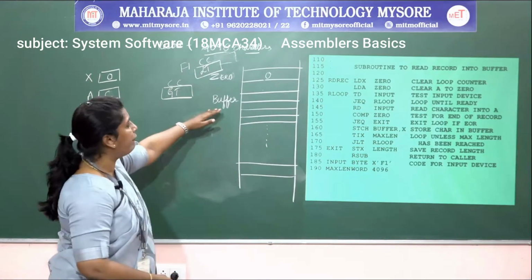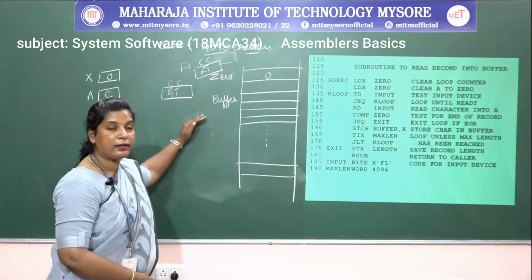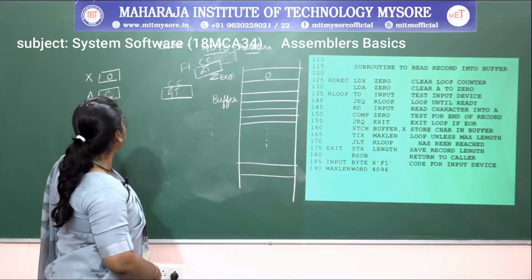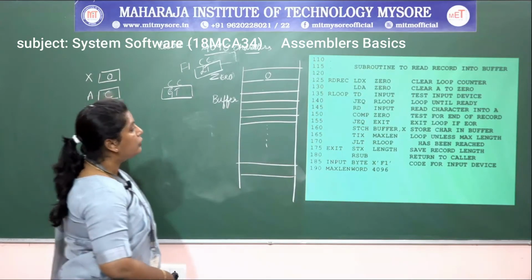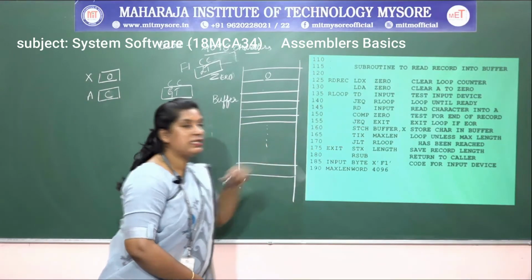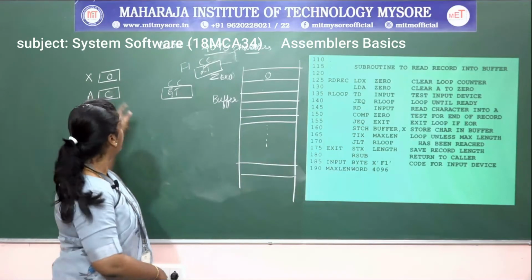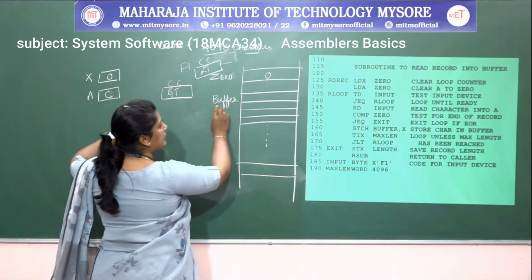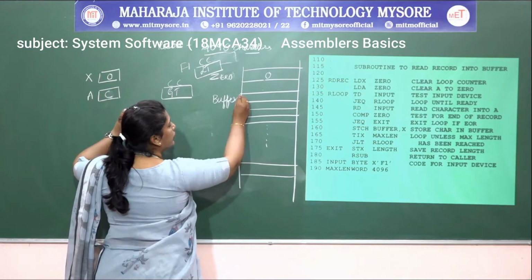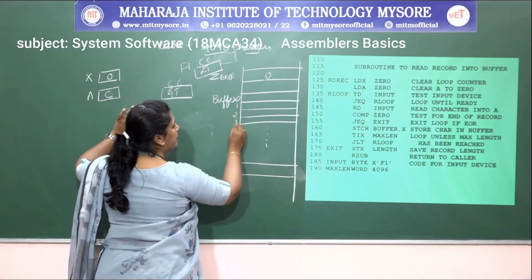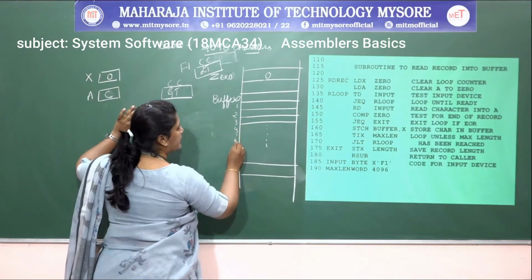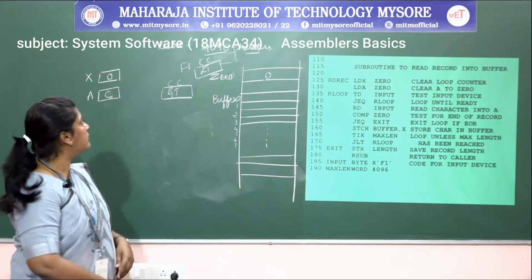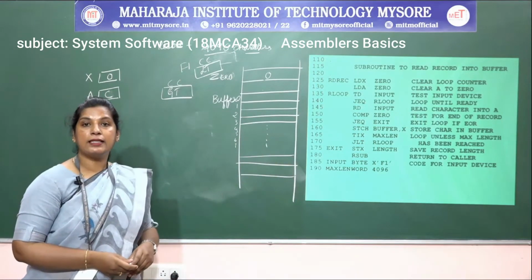Once we have read a character from the input device, I want to store the same character from the accumulator to the buffer with an index value x. At that time, what is the index value? X is 0. So the buffer will start from this memory location. The index values are represented like this, 4, 5, 6, 7, 8, up to 4096 characters.